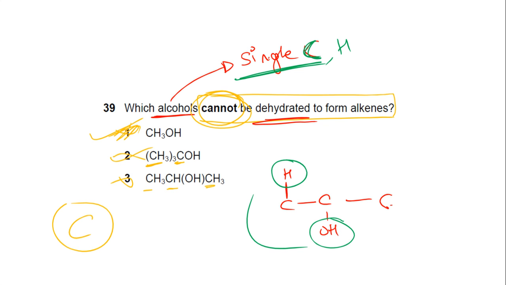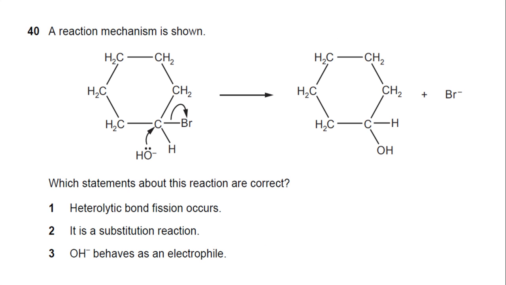Now let's go to the last question. Question number 40. A reaction mechanism is shown. Which statements about this reaction are correct? Well, many people who would be giving the entire A levels together might confuse this with benzene, but be careful. There is no circle inside. There's no delocalization. There is no double bond. This is actually a cycloalkane. It's a cycloalkane, but more like a cyclohaloalkane, because it has bromine attached to it as well. Well, let's look at the reaction.